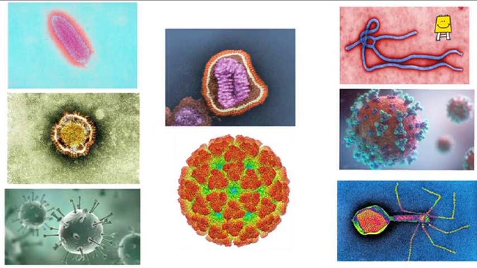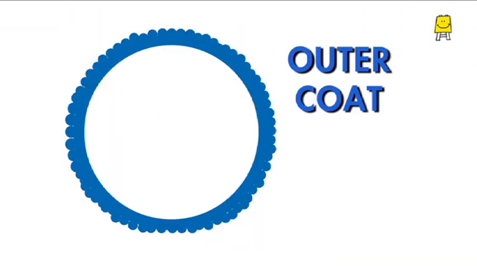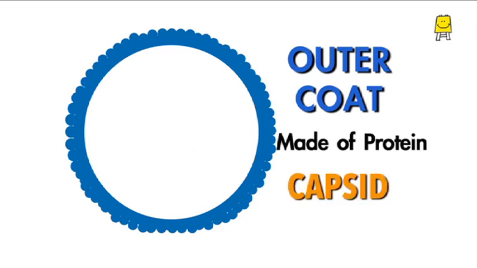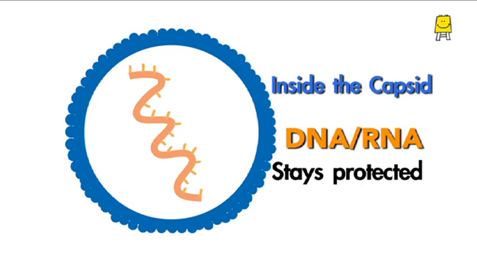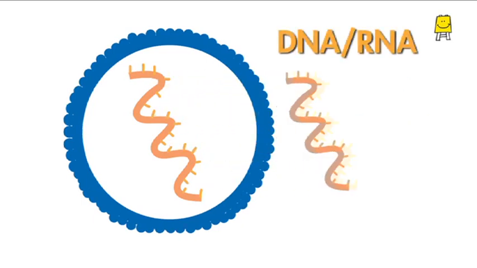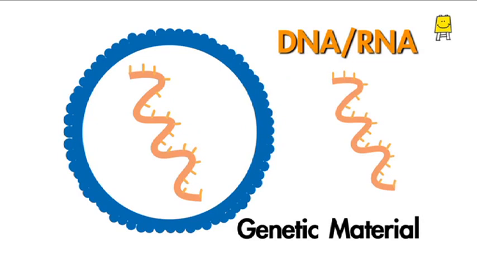Viruses are of very different types and they come in different shapes. However, they have some basic common features. Most viruses have an outer coat made of protein. This is known as capsid. The most important part of the virus, its DNA or RNA, stays protected inside the capsid. The genetic material may be DNA or RNA. This determines the characteristics of the virus.